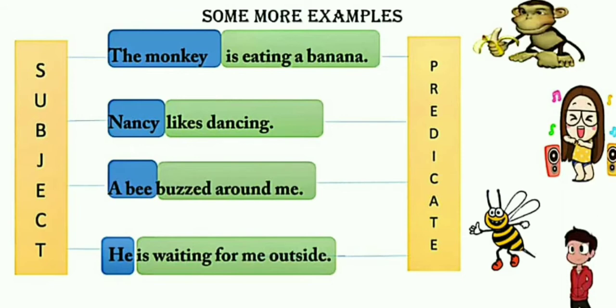Next is, a bee buzzed around me. So here we are talking about a bee. So a bee will be the subject. And what are we actually saying about the bee? That it buzzed around me. So buzzed around me will be the predicate. Now the last one, he is waiting for me outside. So here we are talking about a boy, he. The pronoun is he. So the subject here will be he. Is waiting for me outside will be the predicate.